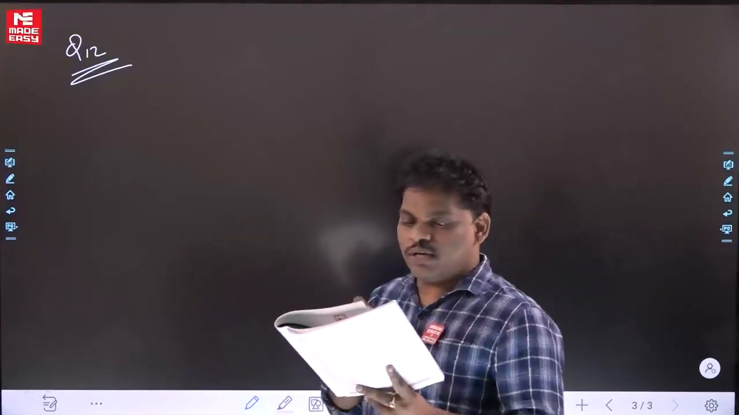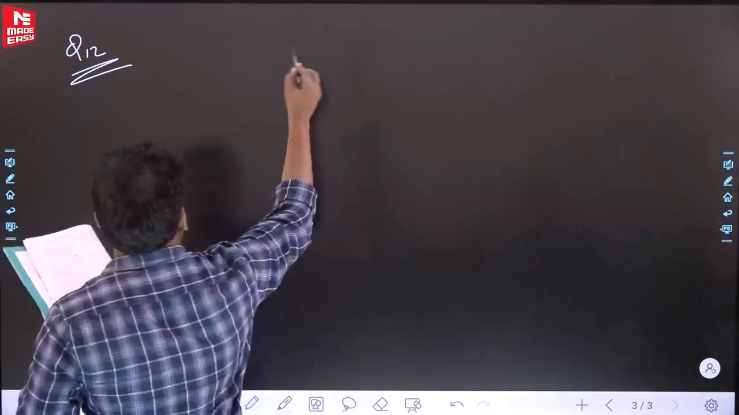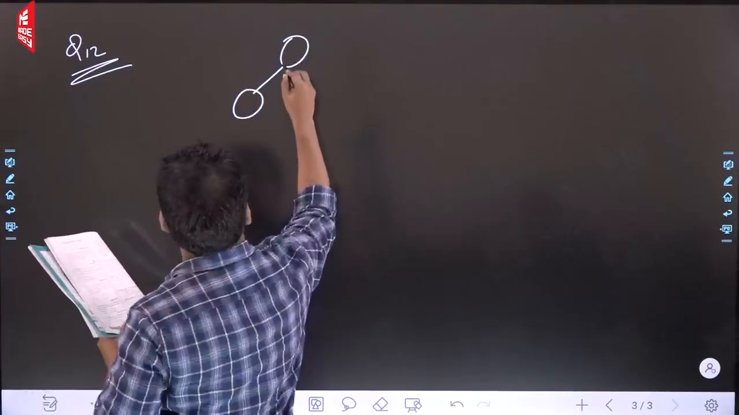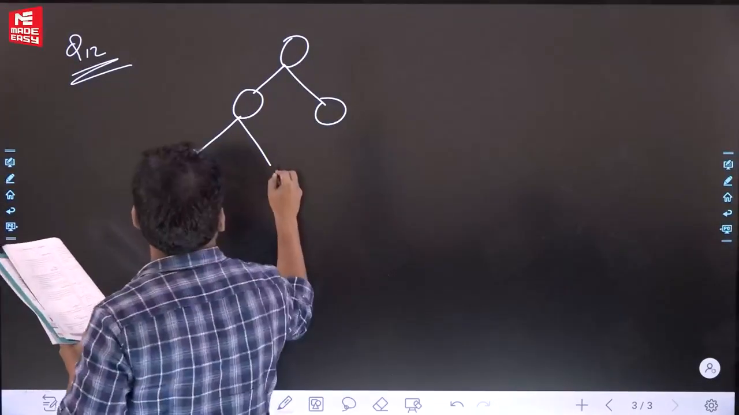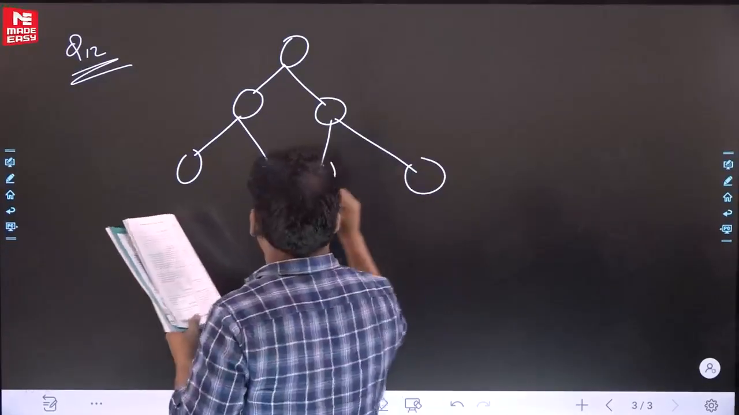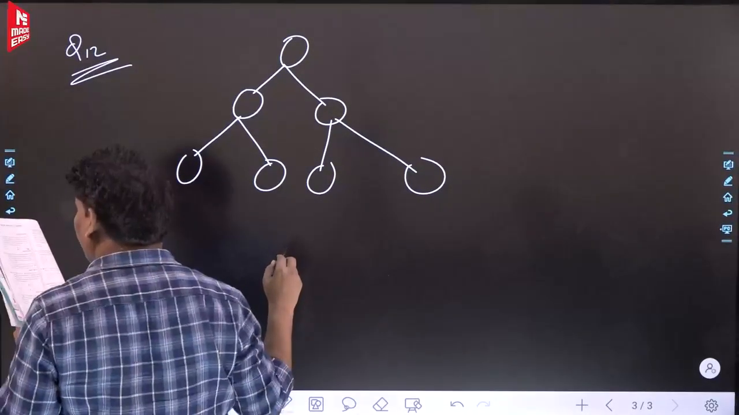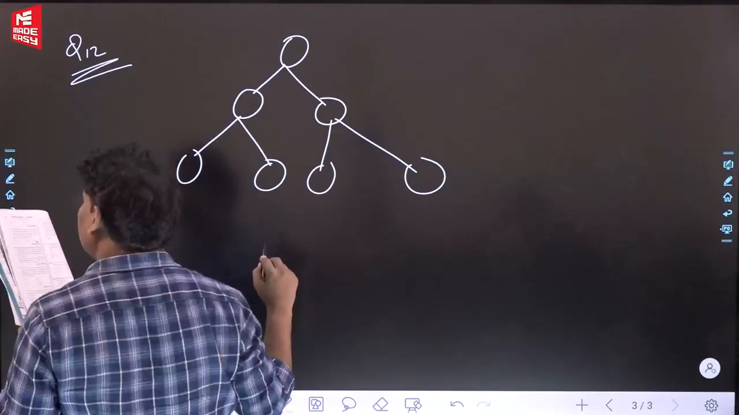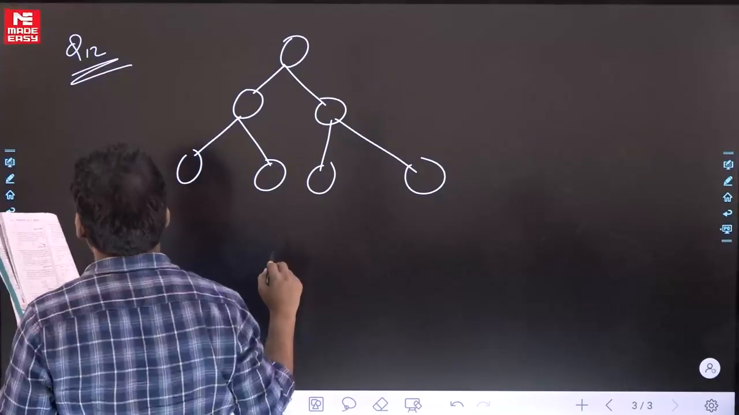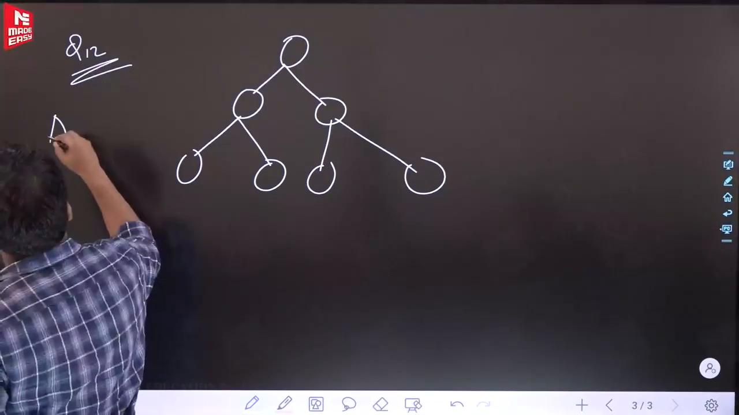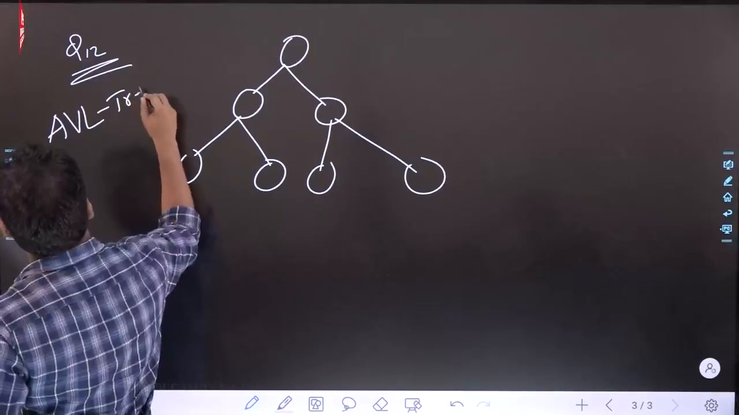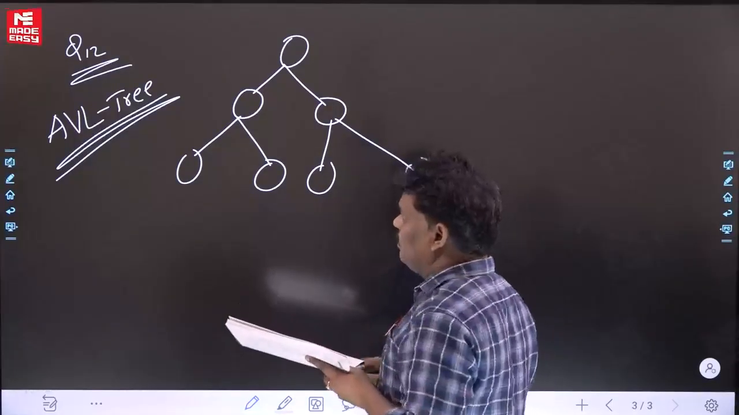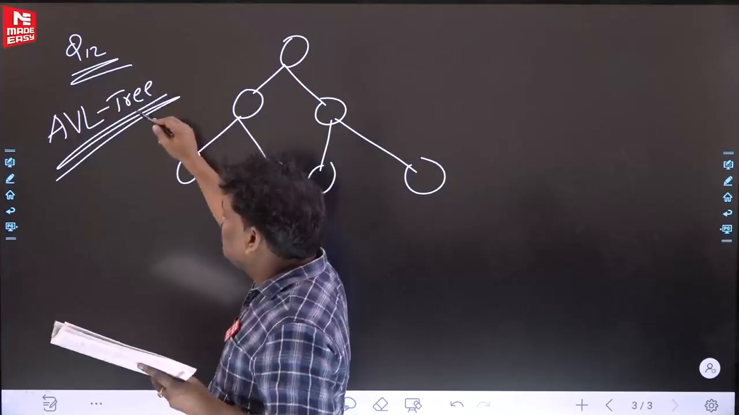So what is the answer for this one? I will explain once. Question number 12, this is the answer. Please see, it is a BST. BST means left smaller, right greater. And it is a balanced binary search tree; another name is AVL tree. Question number 12 belongs to AVL tree. Please be careful, it will come in data structures. BST and AVL tree are the same.